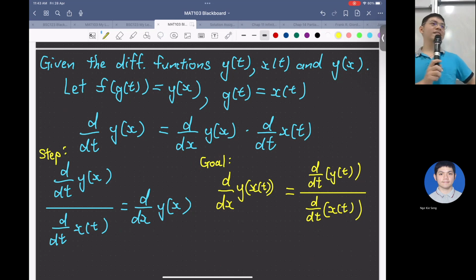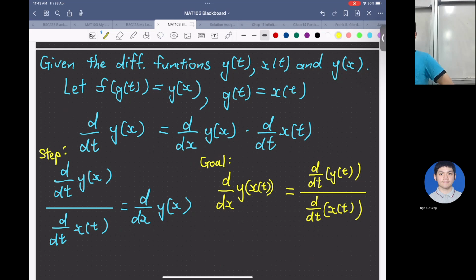Since you know how to express y in terms of x, and you also know how to express x in terms of t, can you express y in terms of t? Yes or no? Yes. How? Venus, you say yes. By replacing x in the equation of y with its expression in terms of t.